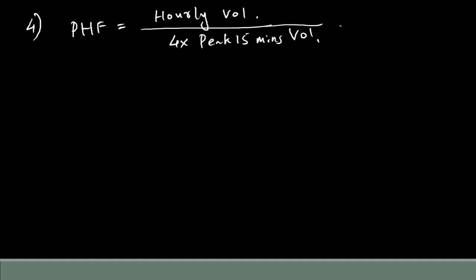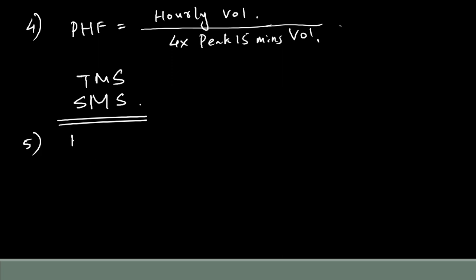So this is peak hour factor. And as I said, time mean speed and space mean speed, I discussed these two concepts in traffic operations, and they are important from an uninterrupted flow perspective too. You need to know what TMS is, what space mean speed is, and what time mean speed is. Now let's move to the next topic: freeway capacity analysis.